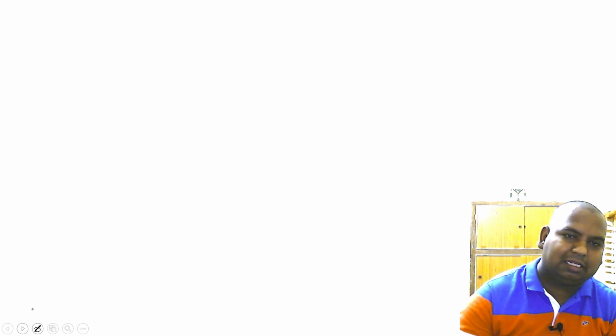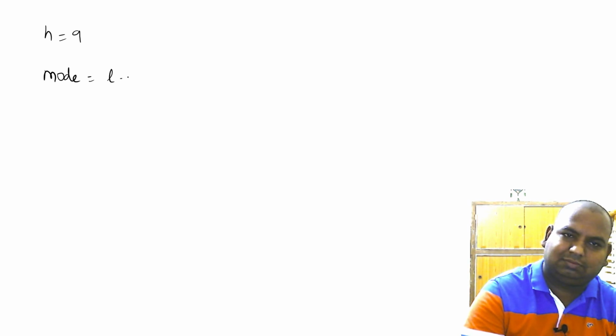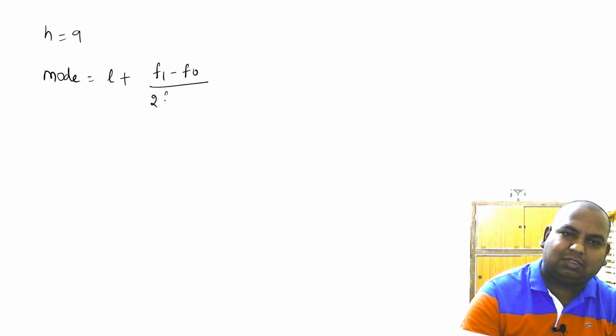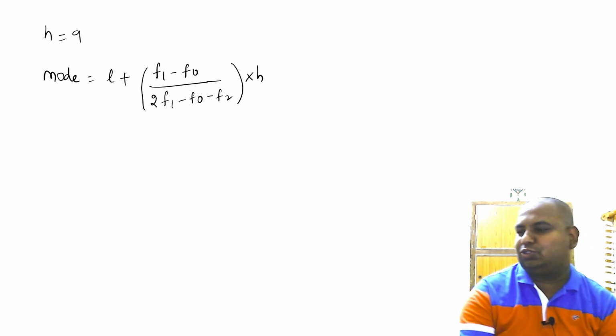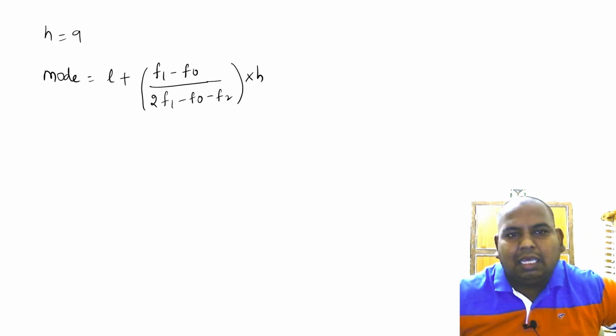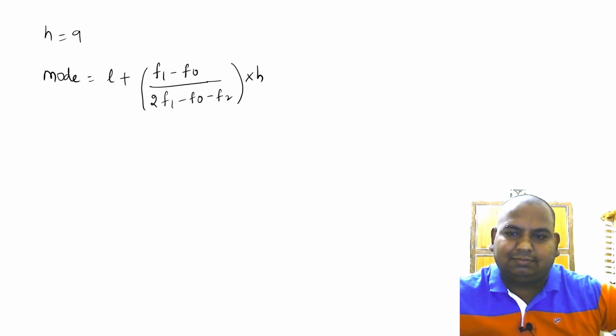h value is 9. Now I want everyone to substitute the values in the formula and text the answer in the comment section. I'll be waiting for the right answer. Got it? The formula is L plus (f1 minus f0) by (2f1 minus f0 minus f2) into h. I want you to substitute the values in the formula and text the answer in the comment section. Got it?